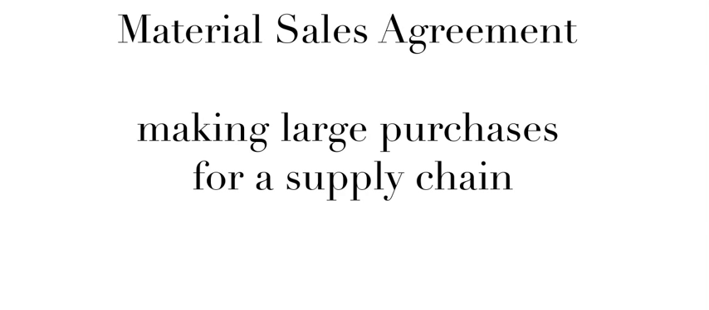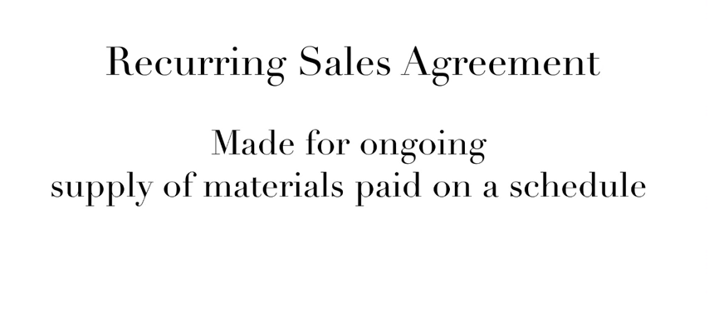Now we learned the terms of a contract, but what are the types of a contract? One type is material sales agreement. Material sales agreement is a contract making large purchases for their supply chain. Similar to that, there's recurring sales agreement. Recurring sales agreement is a contract made for ongoing supplies of materials paid on a schedule.